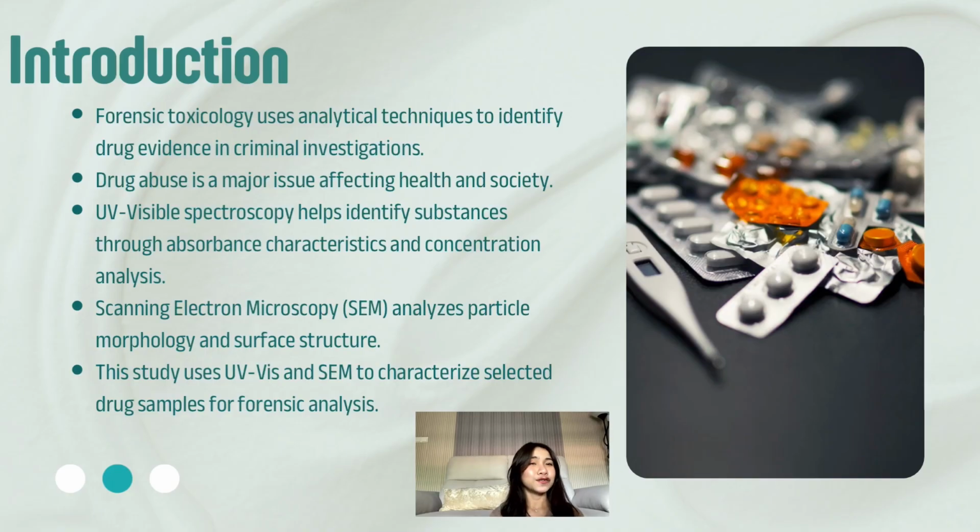As for introduction, forensic toxicology uses analytical techniques to identify drug evidence in criminal investigation. Drug abuse is a major issue affecting health and society. UV-visible spectroscopy helps identify substances through absorbance characteristics and concentration analysis. Scanning electron microscopy, also known as SEM, analyzes particle morphology and surface structure. This study uses UV-Vis and SEM to characterize selected drug samples for forensic analysis.